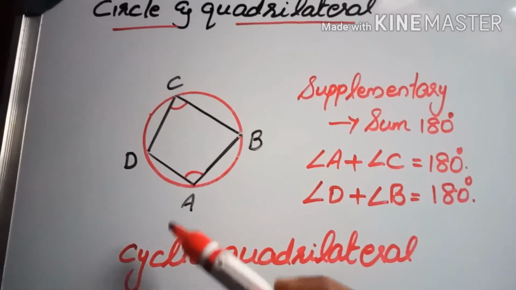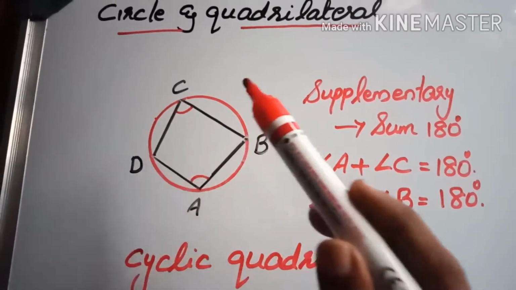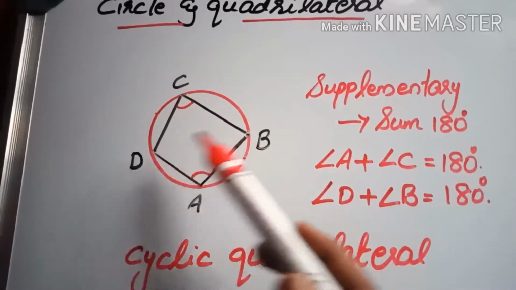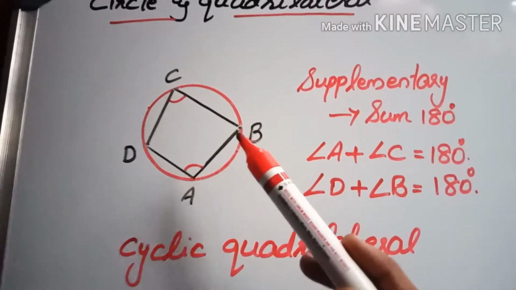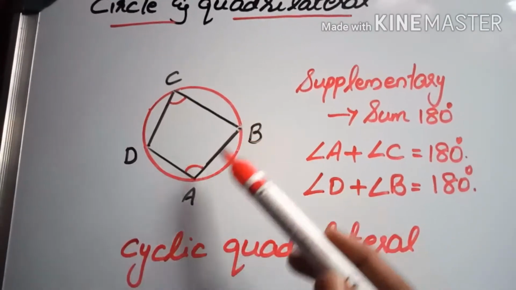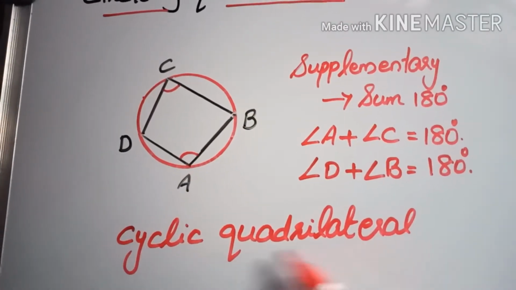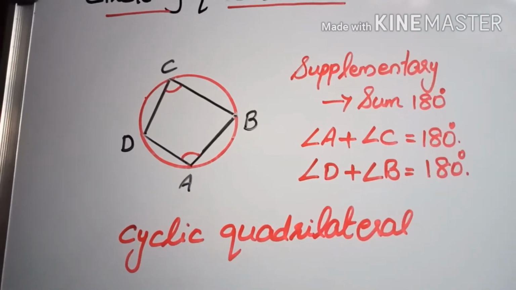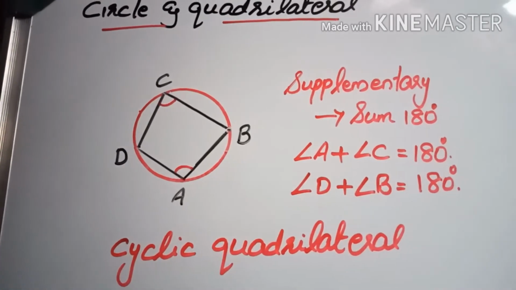So if all the vertices are on the circle, and same way if opposite angles are supplementary, in these two cases we can say that this quadrilateral is a cyclic quadrilateral. Opposite angles must be 180 degree. Okay, so this is the first concept.